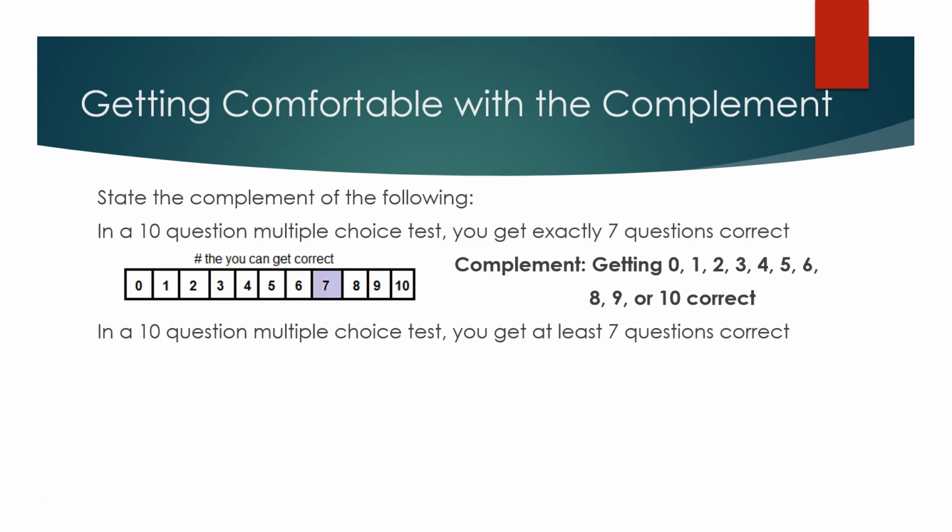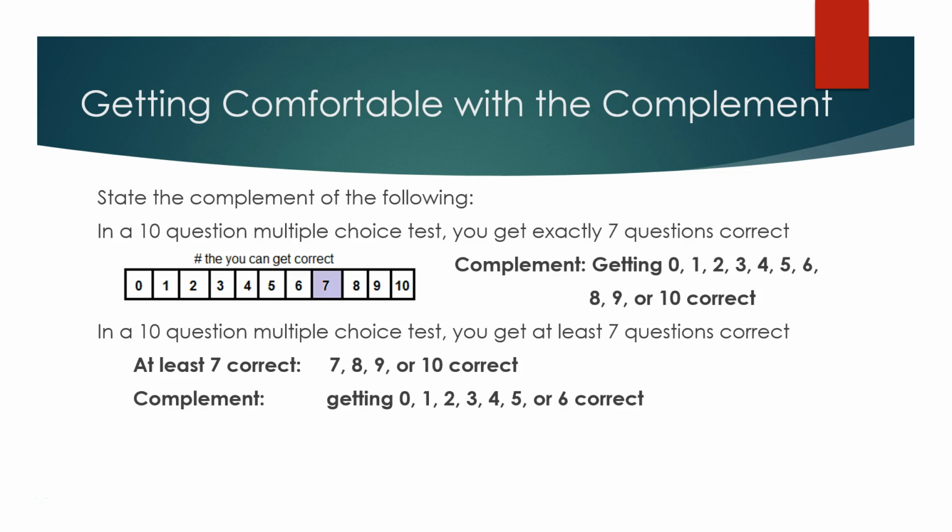So if somebody owes you money, they owe you $100, and you say, hey, you need to give me at least 20, then that means 20 is okay, but anything higher than that is okay too. So at least 7 correct means 7, 8, 9, or 10, and the complement of this is everything else. So that's 0, 1, 2, 3, 4, 5, or 6.